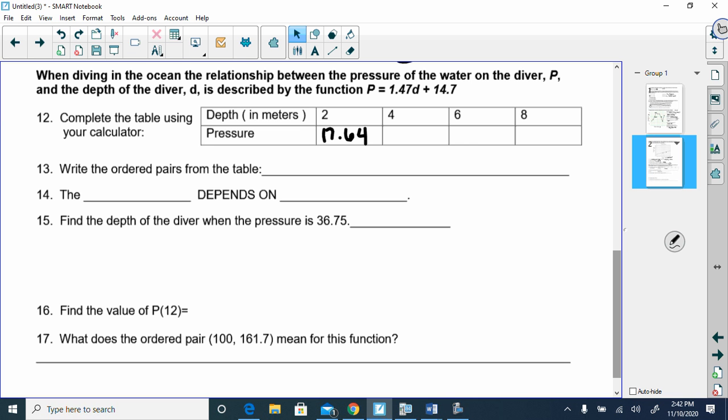Okay. What about when x is 4? 25.8. Good. And when it's 6? 23.52. And when it's 8? Good.